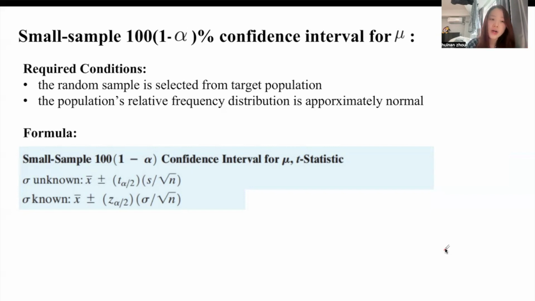So in this part, I need to go to the t table to find the corresponding t values and put them into our formula. And for the second situation, if sigma is known, we can directly use the z values. It is the same as the previous part, the large sample.